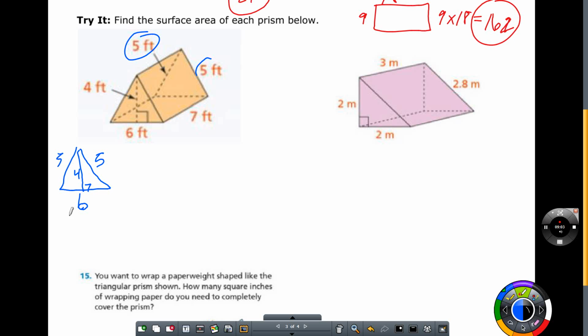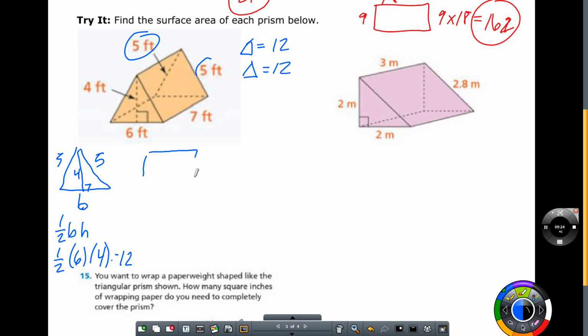So to find the area of this triangle, remember triangles are 1/2 times base times height. In this case, it's 1/2 times the base of 6 times the height of 4. 1/2 times 6 times 4 gives me 12. Okay, so maybe I'll come over here this time and make a list. Triangle 1 is 12. Triangle 2 is 12. Let's go with our rectangles. I'm going to start with the bottom rectangle right here. The 2 side lengths that I just highlighted were 6 and 7.